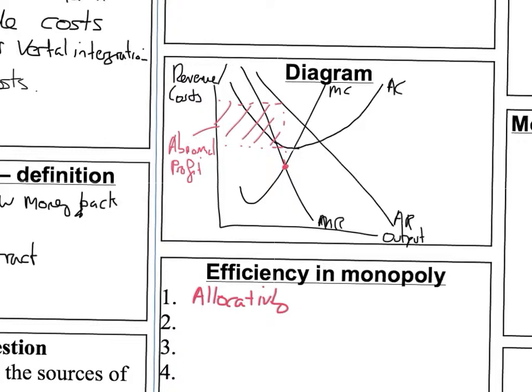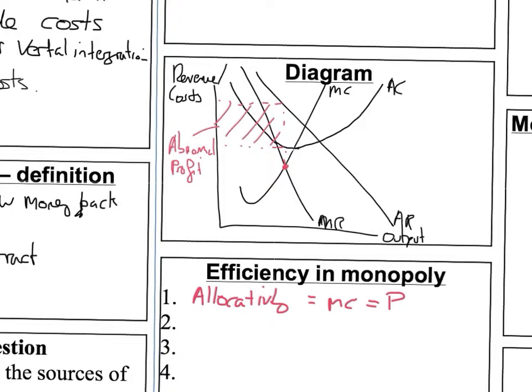Are they allocatively efficient? Now, to be this, the MC line has to equal price. Now, the price is up here for the monopoly, and this is where the MC line is. So that means it doesn't. So they're not allocatively efficient. And if you looked at a perfect competition diagram, in the long run, you could say they are allocatively efficient.